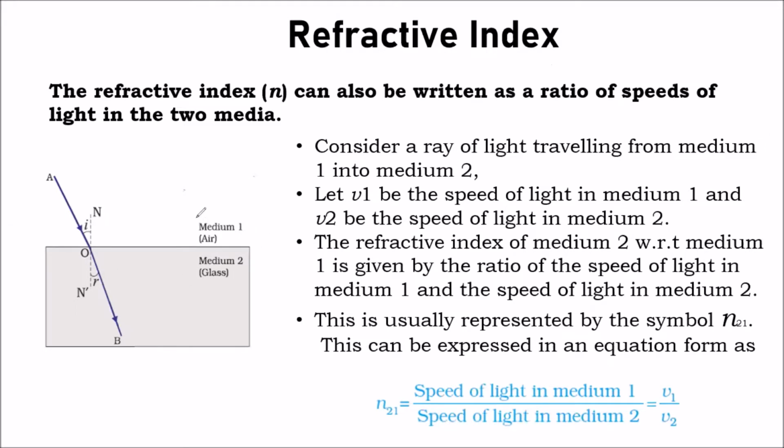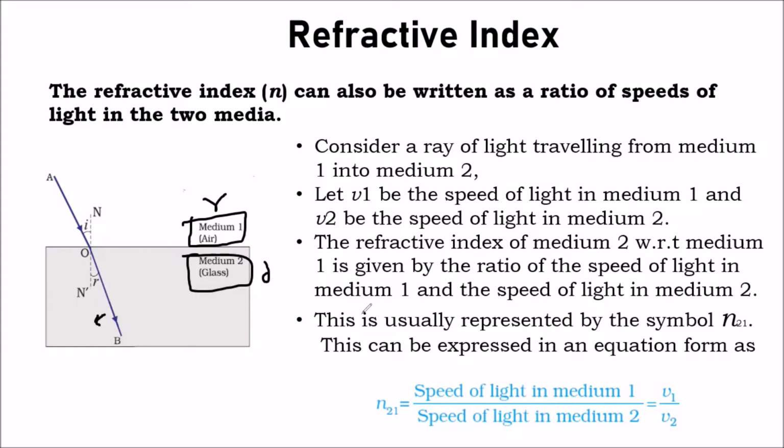So you can see on screen refractive index, and there's a diagram given on the left side. Here light is going from medium 1, which is air, to medium 2, which is glass. Now we know, as per our previous discussion, this is a rarer medium and this is a denser medium. So when light goes from rarer to denser, you can see it is bending towards the normal, and that has happened.